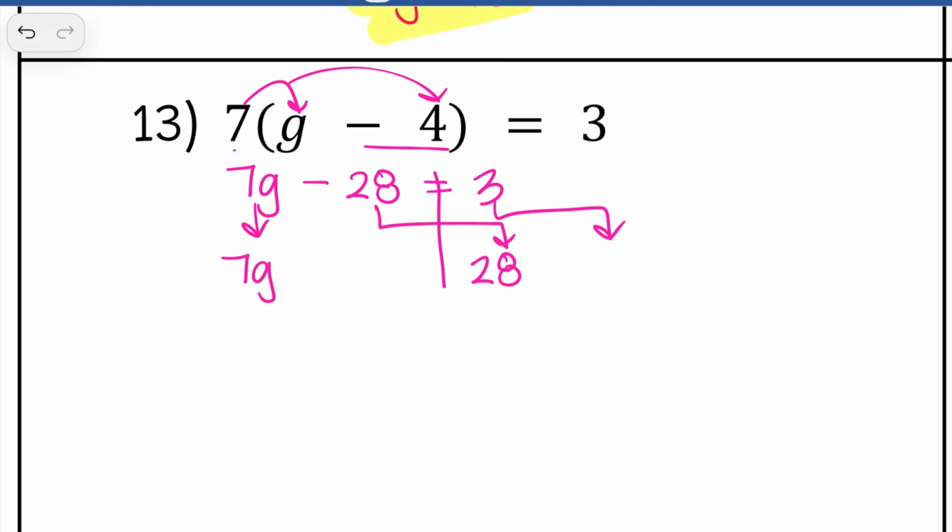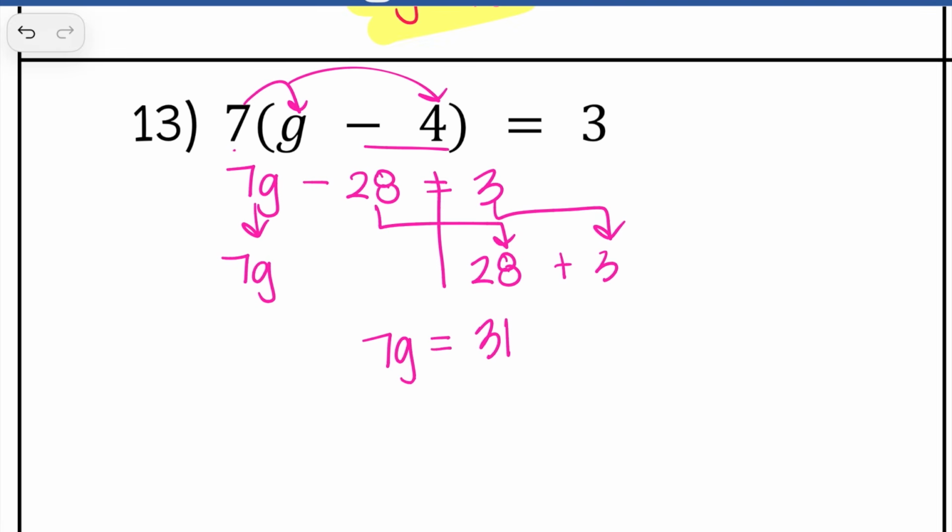And then the 3 is on the correct side, so it stays, and it becomes a plus 3. We combine all of our like terms. So I bring down the 7g, bring down the equals, and then 28 plus 3 is going to be 31.